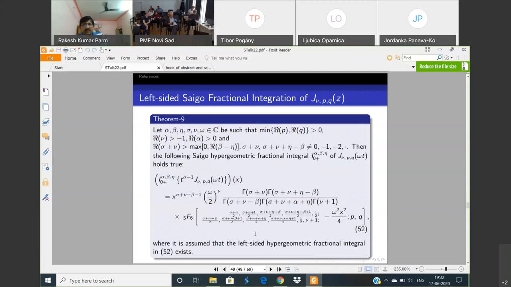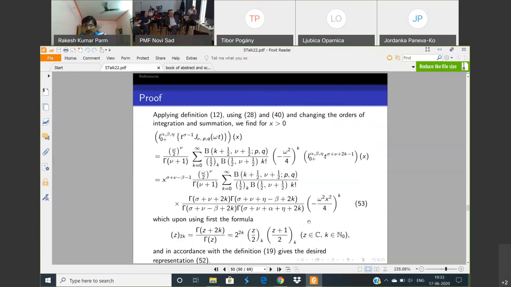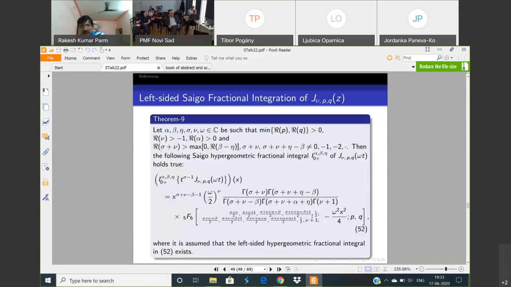Now we will give the first main results for the fractional integration formula for the modified PQ extended Bessel functions. Under the given conditions, the following Saigo hypergeometric fractional integral of the PQ extended Bessel functions is given in terms of the PQ extended generalized hypergeometric function, in equation number 52. First, we will give the proof of this theorem.